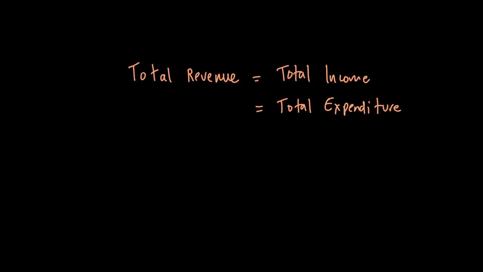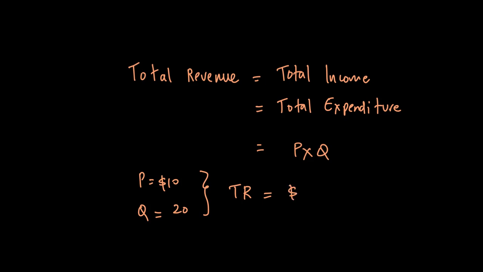Total revenue simply is total income that a firm makes. It is also called sometimes total expenditure because that's the expenditure a firm receives from consumers. And we say that this expenditure is made up of price times quantity. So let's say if the price of a good is $10 and the quantity bought is, let's say, 20 units, then the total revenue a firm will make, for example, will be 20 times 10 or $200.